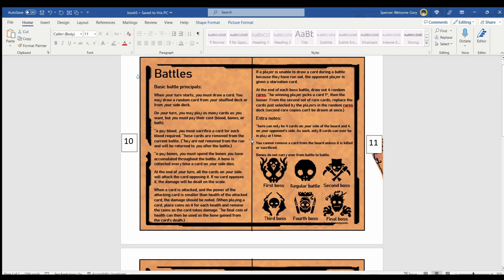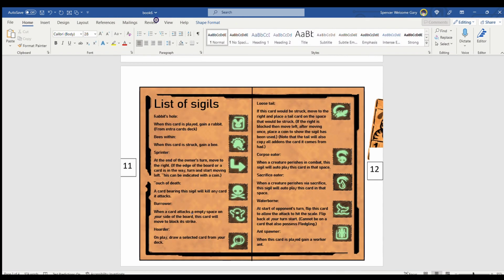And then extra notes: there can only be 4 cards on your side of the board and 4 on your opponent's side. As such, only 8 cards can ever be in play at one time, and you cannot remove a card from the board unless it is killed or sacrificed. I put this one quickly down because some people thought you could just take a card away from the battle whenever they wanted, which is not true. It has to be removed via sacrifice or being killed. And finally, bones do not carry over from battle to battle. Whenever a battle starts, the only bones you would receive are the bones from Bone Lord sacrifices in Book 6.